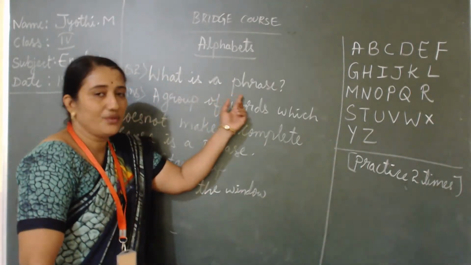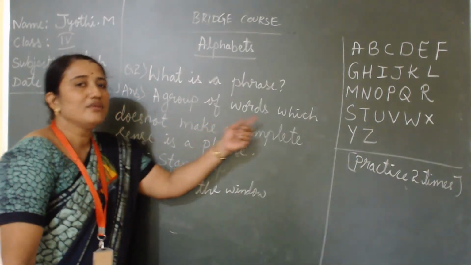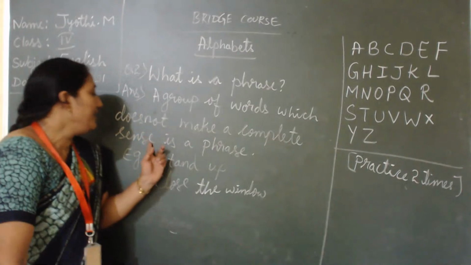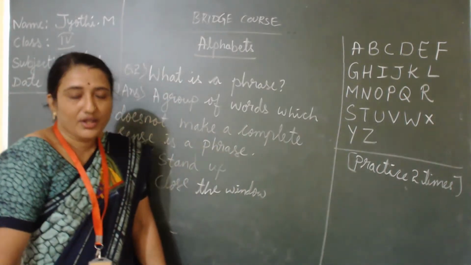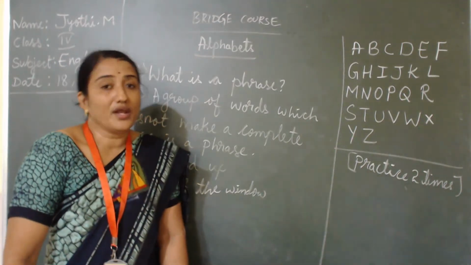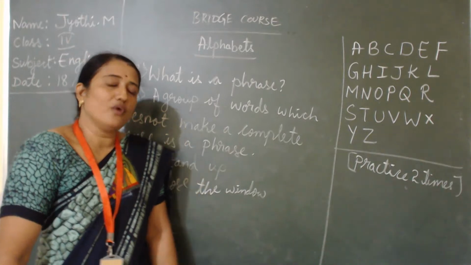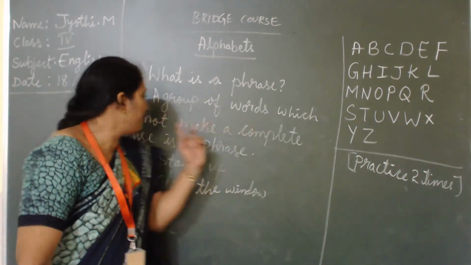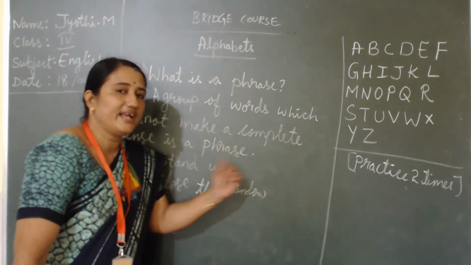See, what is a phrase? You take down even the second one, children. A group of words which does not make a complete sense is a phrase. First thing, what did you learn? A collection or a group of letters which make a complete meaning is called a word. Now the second one, what is a phrase? A group of words which does not make a complete sense is a phrase.